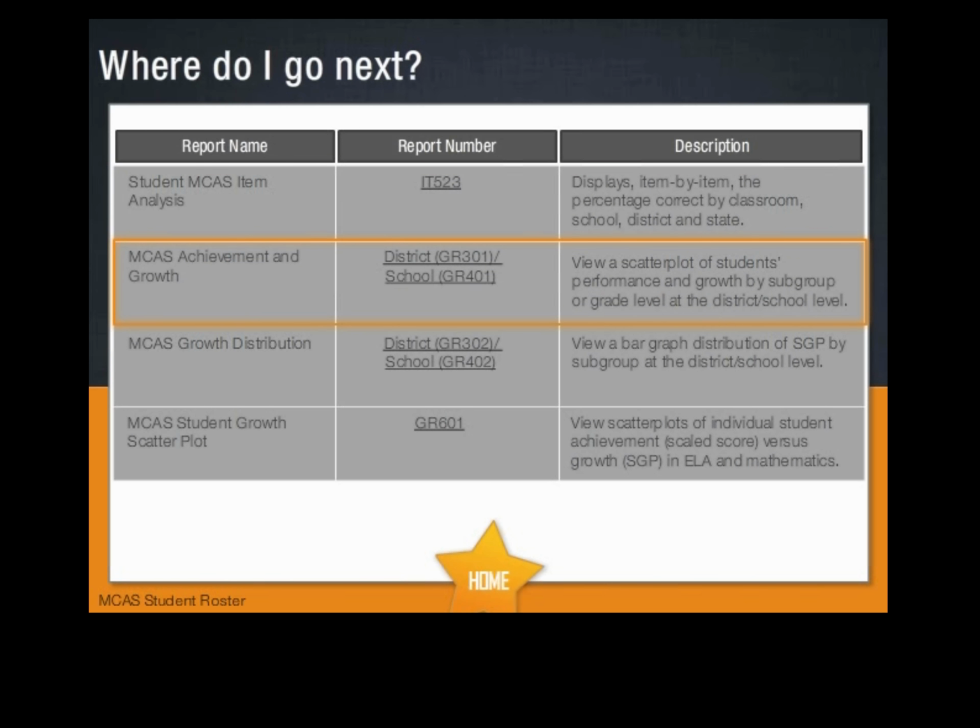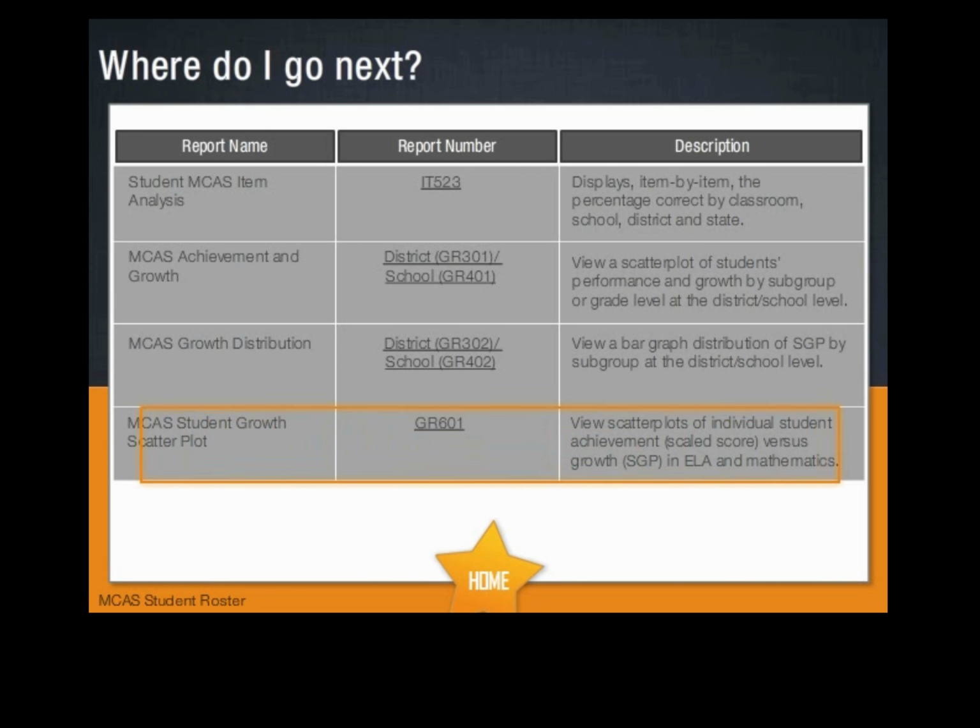District-level report GR 301 and school-level report GR 401 both display a scatter plot of students' performance and growth by subgroup or grade level. To view a bar graph distribution of SGP by subgroup at the district level, use GR 302, or at the school level, GR 402.